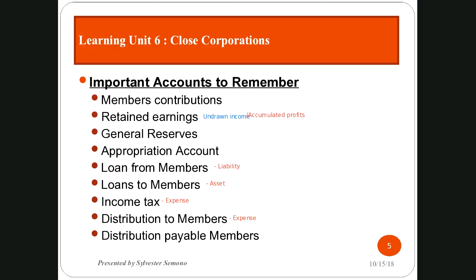Let me go back quickly so that I can classify. Please classify the members' contribution for me. How can you classify this? Just to check your basics. Where do members' contributions fall? Under which group? Yes, I agree. It is equity. Let's not call it capital. It will be called capital under what? Partnerships. And again, capital falls under equity.